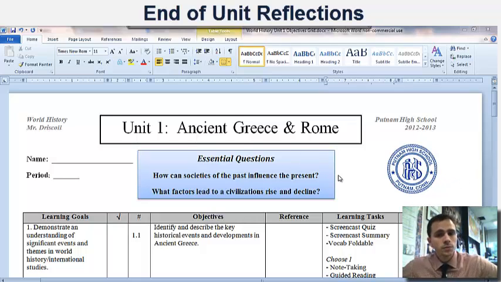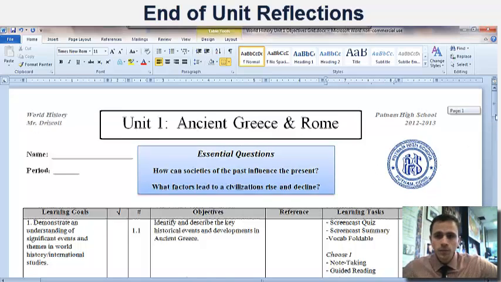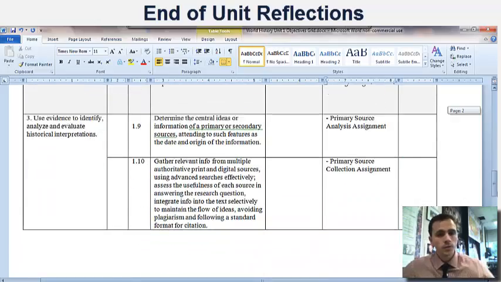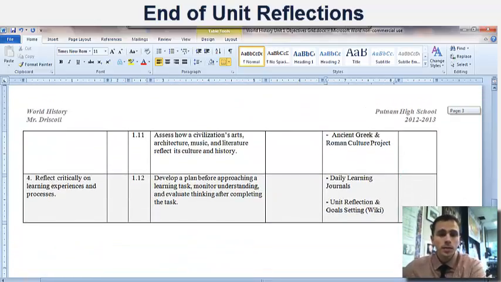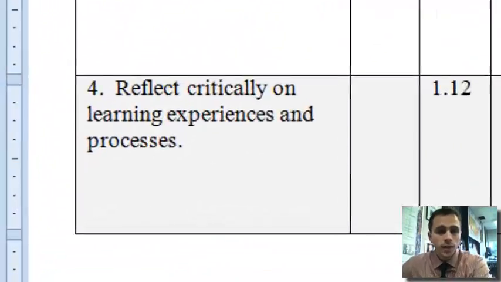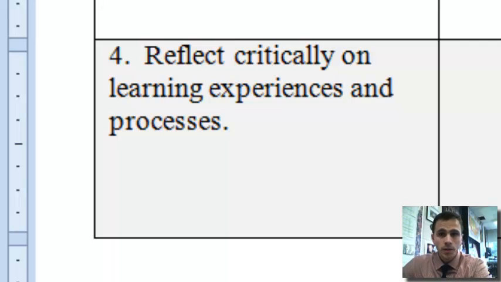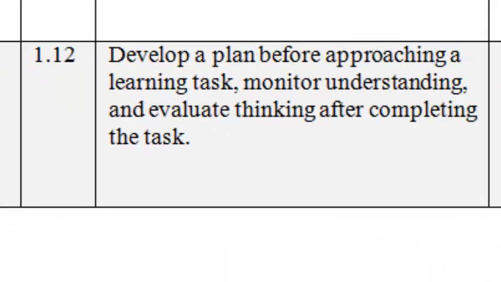If you take a quick look at the objectives grid for this unit, you'll notice that the fourth learning goal, which I believe is probably the most important one, is to reflect critically on learning experiences and processes. So that's the goal. What's the performance objective? How do we do that? Well, you're going to develop a plan before approaching a learning task, which you've already done, monitor understanding, and evaluate the thinking after completing a task.